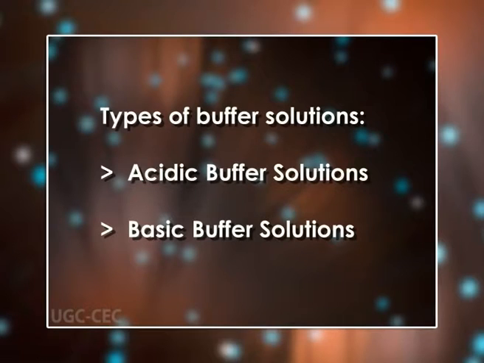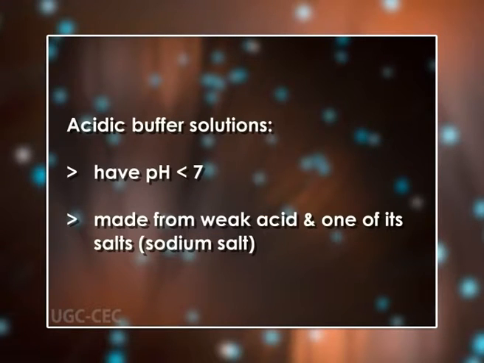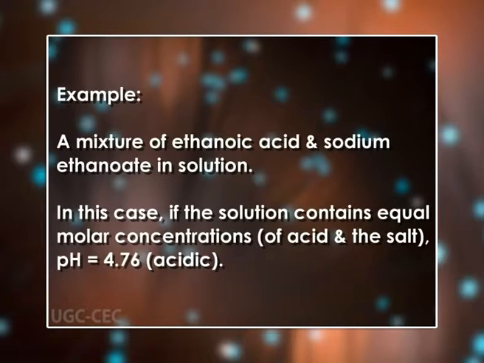A buffer solution is one which resists change in pH when small quantities of an acid or an alkali are added to it. There are two main types of buffer solutions, and these are acidic buffer solutions and basic buffer solutions. An acidic buffer solution is simply one which has a pH less than 7. Acidic buffer solutions are commonly made from a weak acid and one of its salts, that's often a sodium salt. A common example would be a mixture of ethanoic acid and sodium ethanoate in solution.